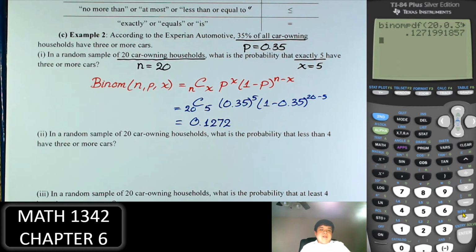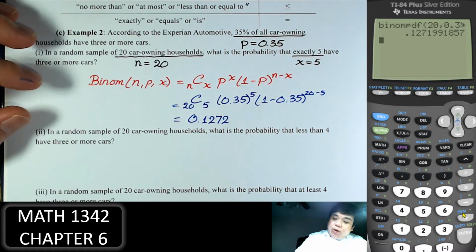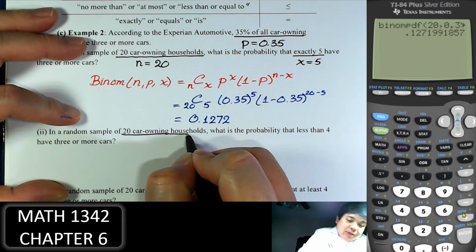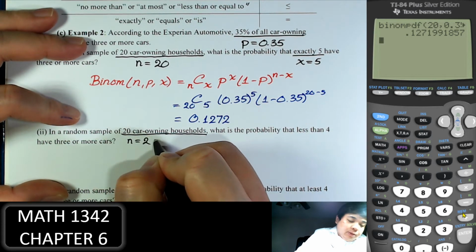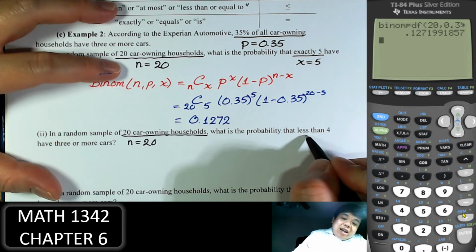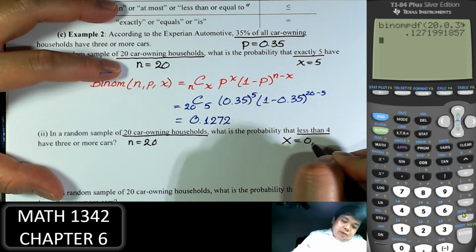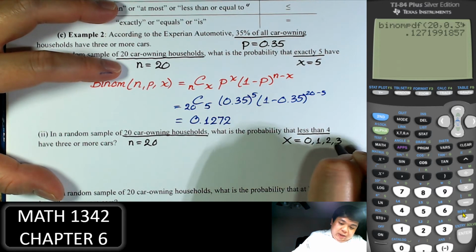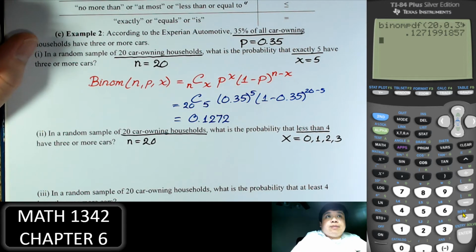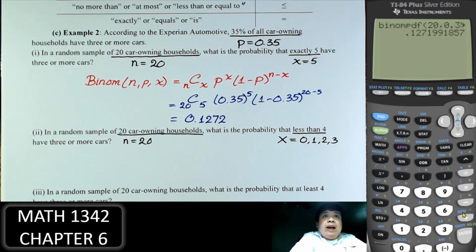Right. Next, in a random sample of 20 car owning households, so once again we have n equal to 20. What is the probability that less than 4? Right. Now less than 4 meaning x can be 0, 1, 2, or 3. Less than 4 have 3 or more cars. So in that case, meaning we have to do all 4 of them and add together.